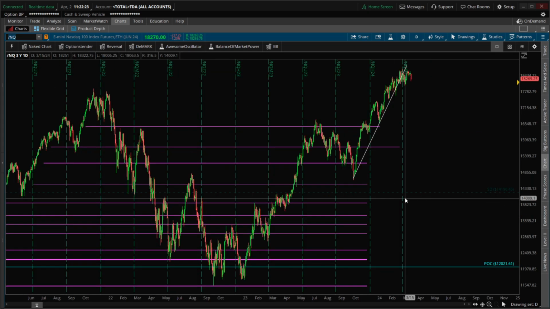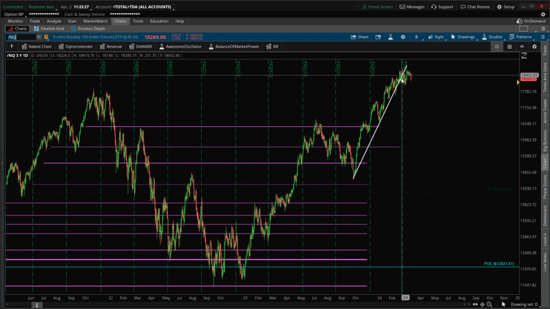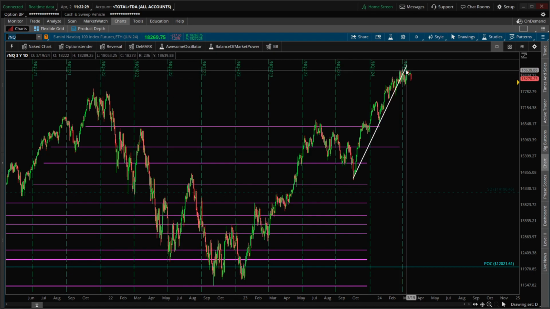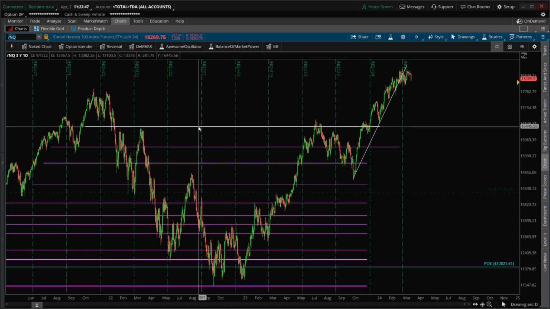NQ had our trend line here, really just wasted time sideways, backtested the trend line to get a new high, and now it's finally starting to break lower. The SPX, SPY is clearly stronger than tech, so in my opinion, tech is going to lead us lower.